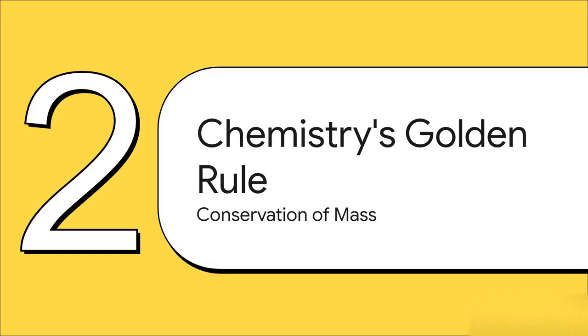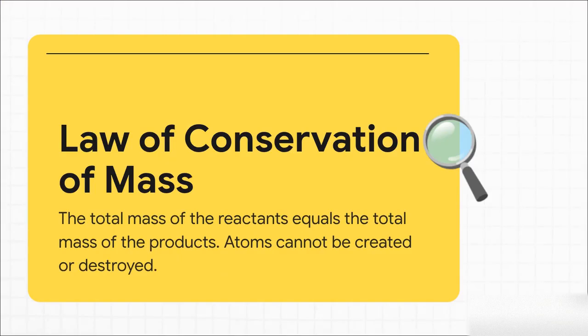All right, so we have the alphabet. Now we need the most important grammar rule in all of chemistry. This is the big one. It's the one law you absolutely cannot break. And here it is, the law of conservation of mass. All it says is that matter can't be created or destroyed.